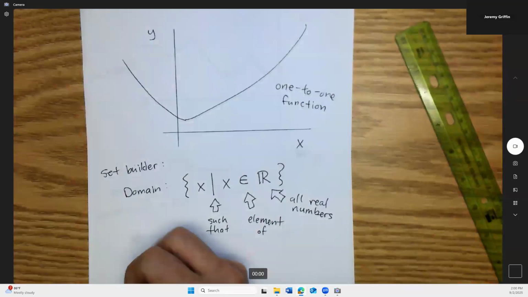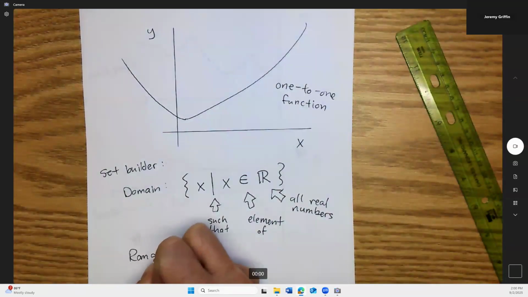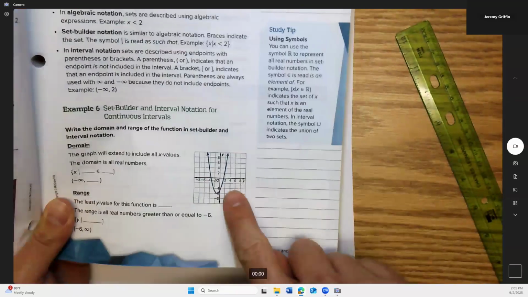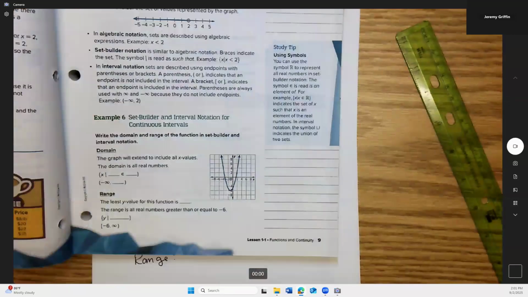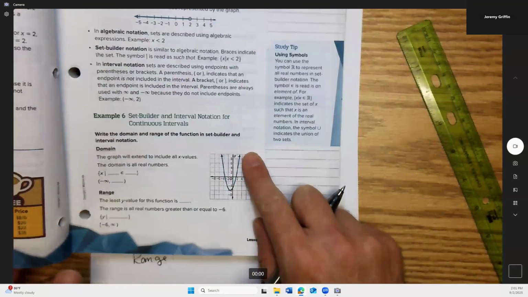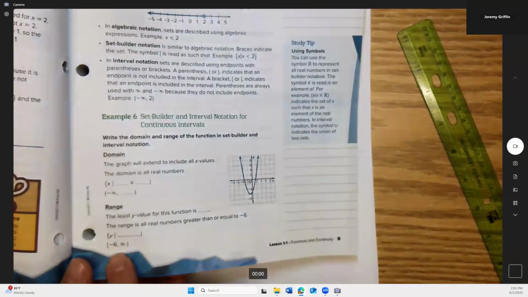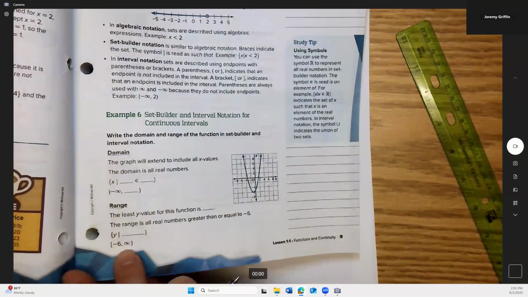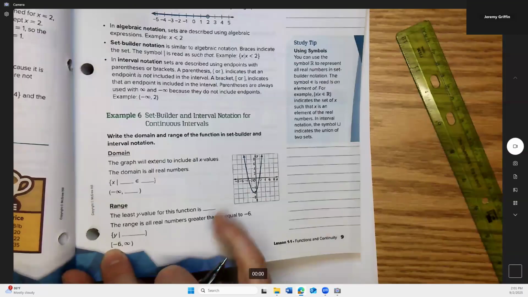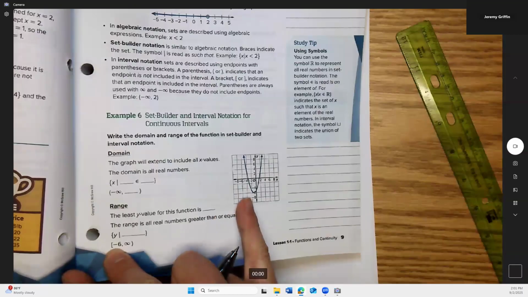How about range? Now range is the possible y values. If I was looking at this parabola right here, you see how it goes from -6 to infinity? Now they gave you the interval notation. It goes from -6 to infinity. Do you see how there's a bracket on the -6? That means you're allowed to include the -6, so -6 is included.